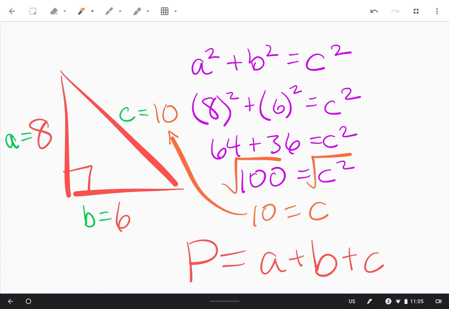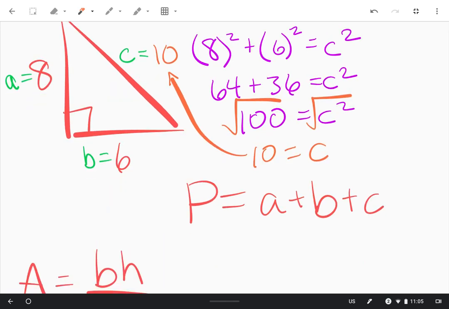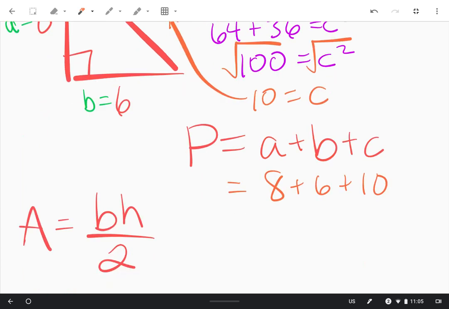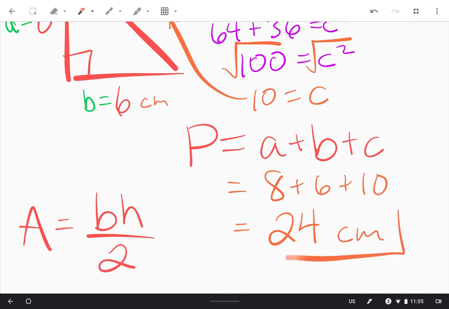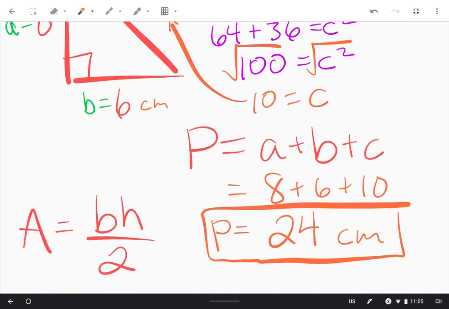And so now we have everything we need for the perimeter. So you are going to have to do this in the lesson. You're going to have to solve for that missing value for c. And then you just add the three together. So the perimeter equals a plus b plus c, 8 plus 6 plus 10, and you get 24. And we'll just call these centimeters. So the perimeter equals 24 centimeters.